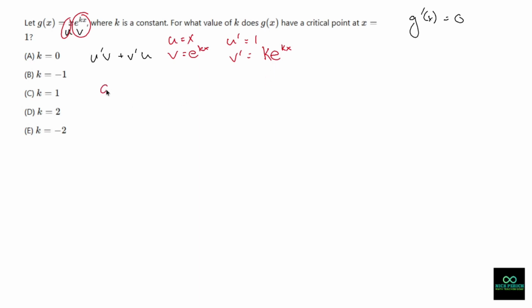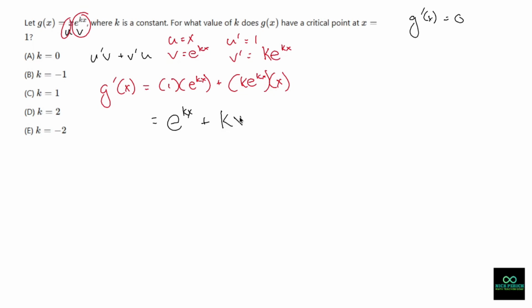So now, g prime of x is going to equal u prime v, so 1 times e to the kx, plus v prime, so k e to the kx, times u, which is x. So let's clean this up a bit. e to the kx plus k x e to the kx.